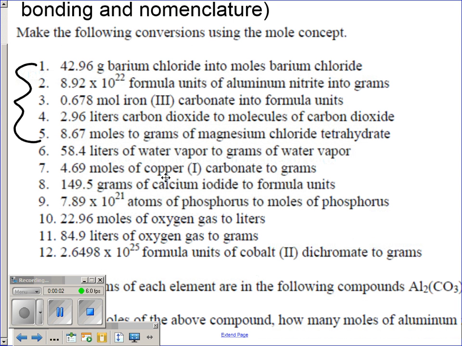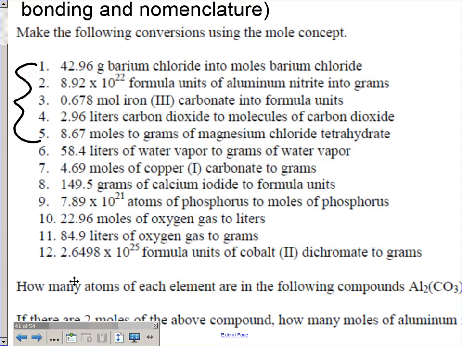Take to achieve? 1 mole in grams, right? It's just, you've got to know what magnesium chloride tetrahydrate is. What's magnesium chloride tetrahydrate? First off, is this ionic, covalent, or an acid?